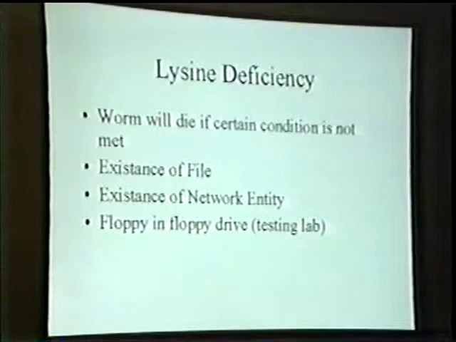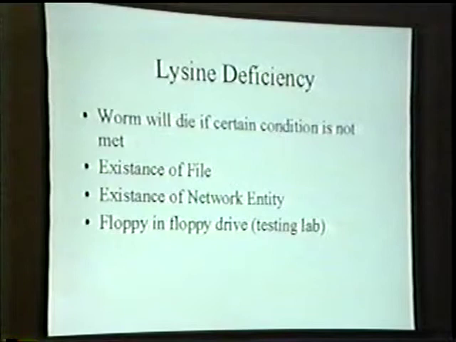Lysine deficiency, really quick. If you have a worm and you're programming it and testing it, you don't want it to get out of control and take off, right? So we came up with this idea called lysine deficiency. Basically, make some rule, like a floppy has to be in the drive or a file has to exist, and if that isn't the case, it doesn't spread. That's the way you can keep it in your laboratory and make sure it'll never get out. Caesar wrote some interesting stuff on this, and it's posted on the rootkit site. So it's a good idea to have this lysine deficiency, and obviously it was a complete ripoff from the dinosaur movie.